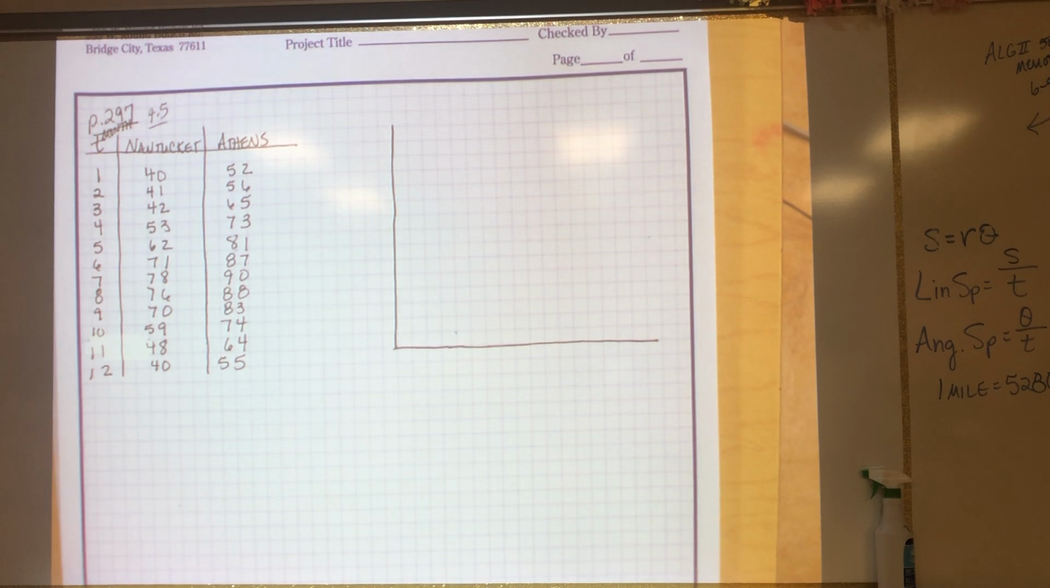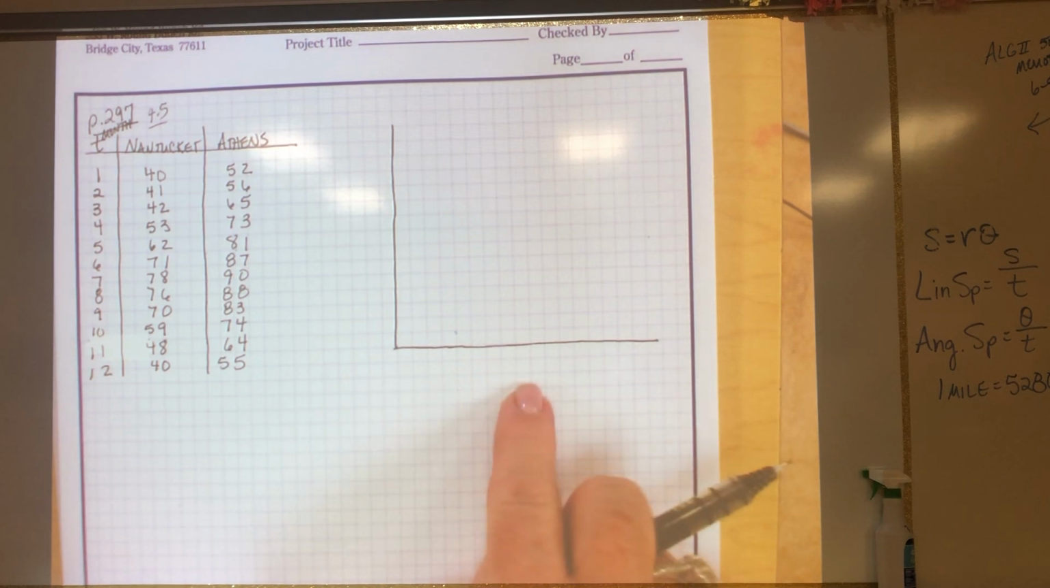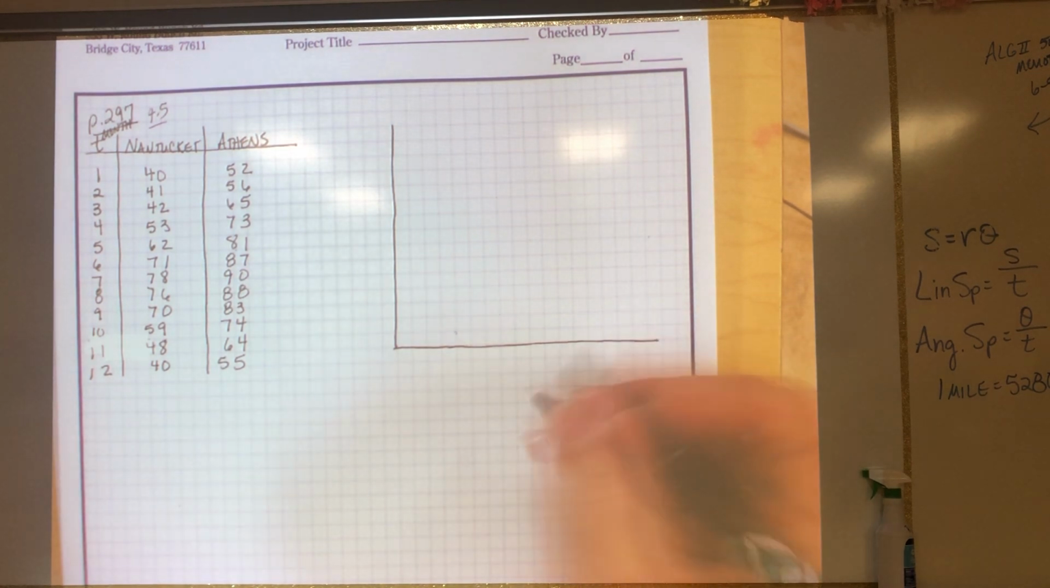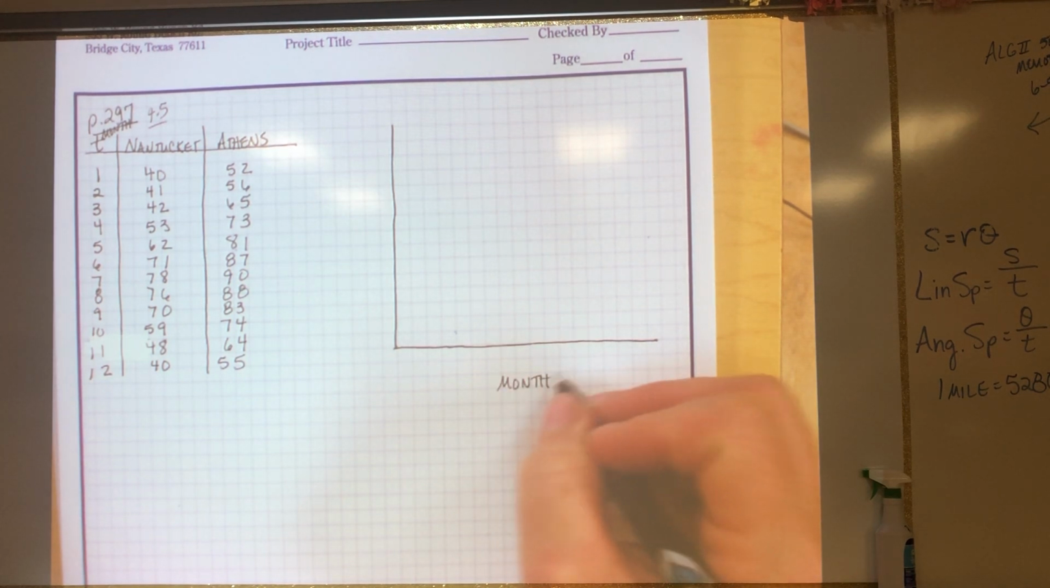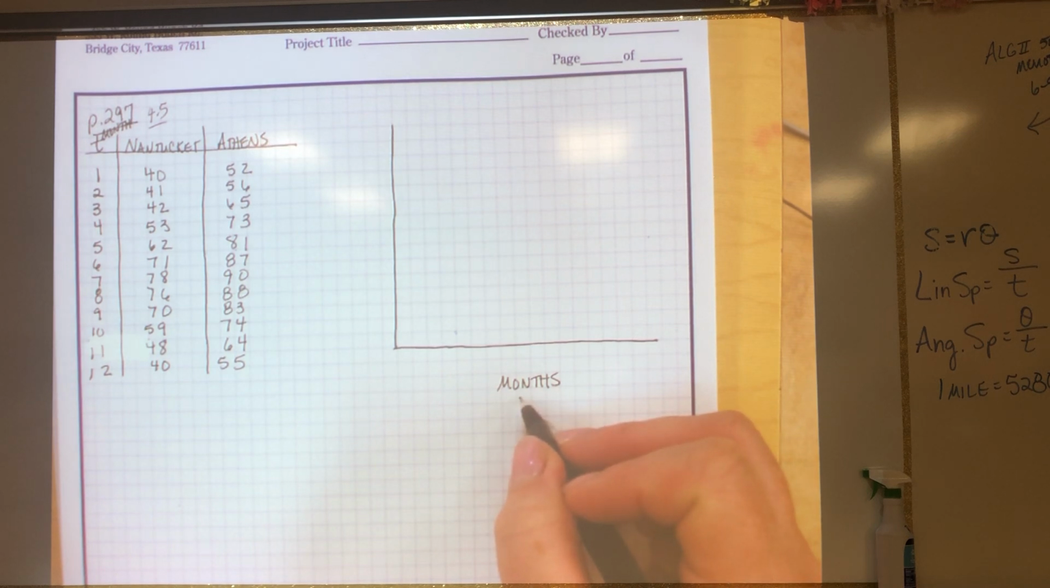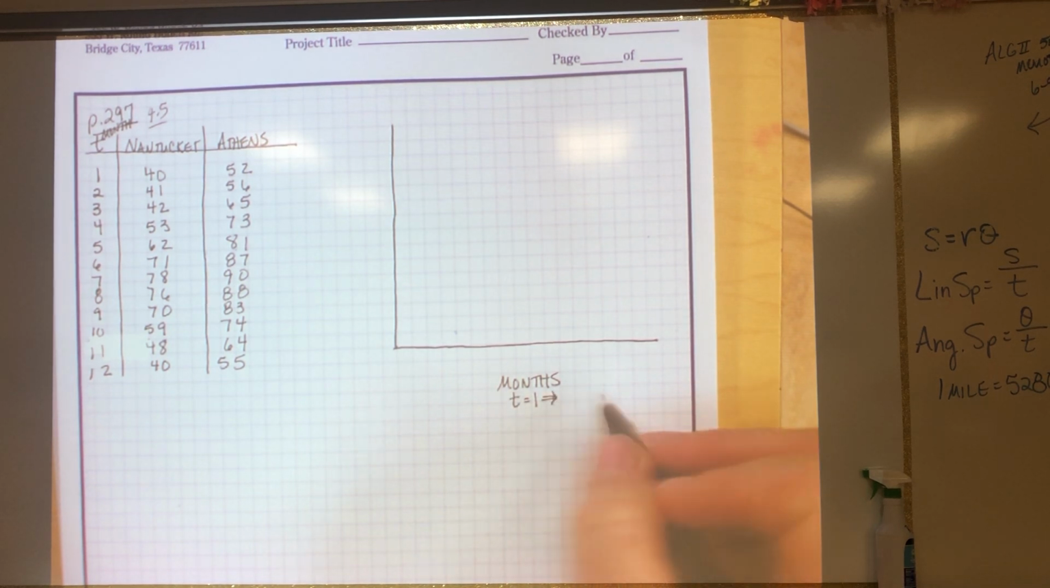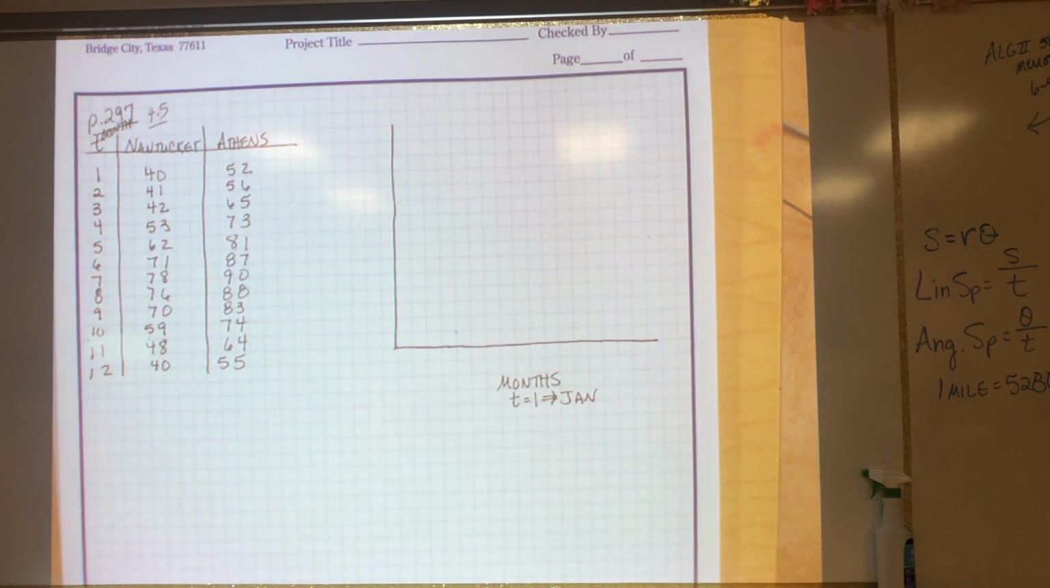Label your axes. If you don't label your axes, you will miss points, okay? I will take points away from you. So what is the x-axis? T. Yes, it is T, and it's months. Okay, and specifically T what? T equals 1 corresponds to January. You need to tell someone that, okay? You need to tell someone that. Everything that you know about that, you need to write right there.